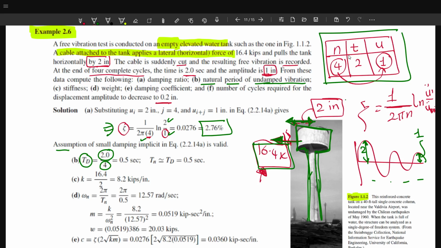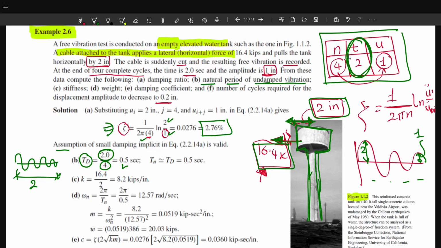We started with 2, and then after 4 cycles we have 2 seconds, which is already recorded here from the beginning of the free vibration, over 4 cycles. This means that our system is going to have 1, and then 2, and then 3, and then 4. So this is 4 cycles. This was measured in 2 seconds, and we have 4 cycles. So TD is 2 over 4. So it's going to be 0.5.